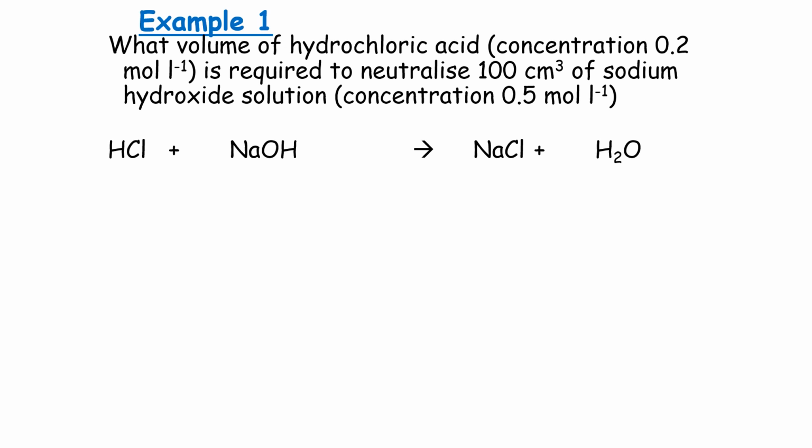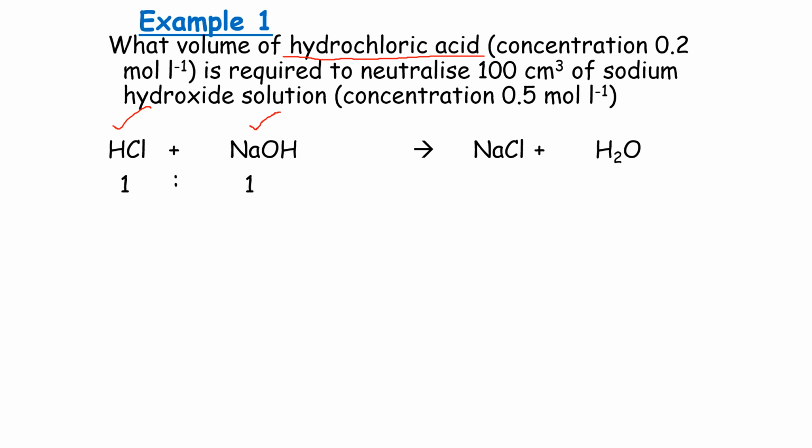So in this example, it says what volume of hydrochloric acid, concentration 0.2 moles per litre, so we've got a number for that, let's tick it, is required to neutralise 100 centimetres cubed of sodium hydroxide solution, concentration 0.5 moles per litre. So that's sodium hydroxide, we're going to tick it. Now in this type of calculation, it will always be two reactants that we're looking at. Okay. Next step, as always, we do a mole ratio between these two compounds.